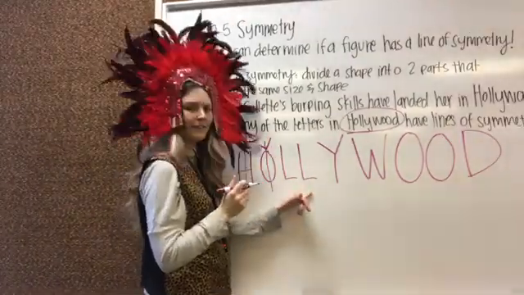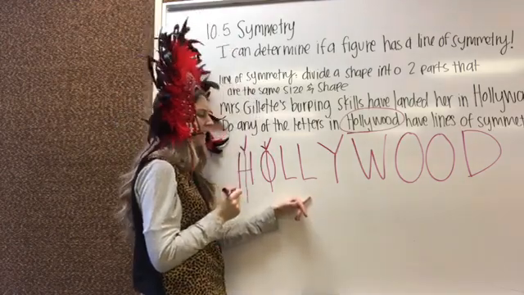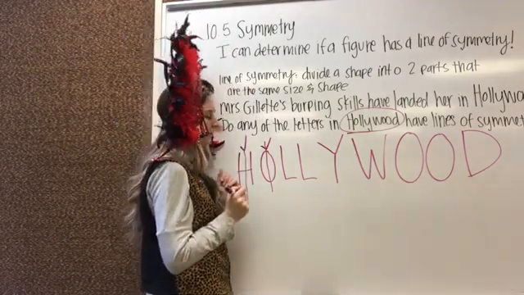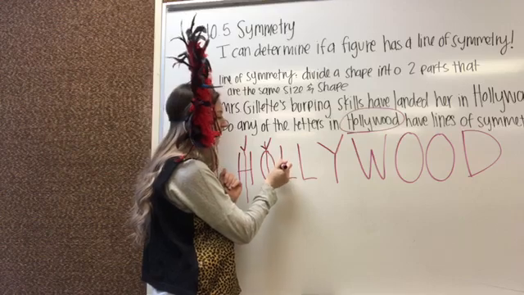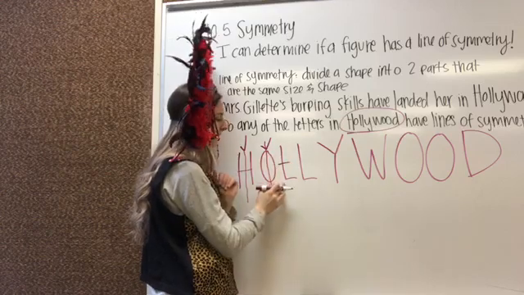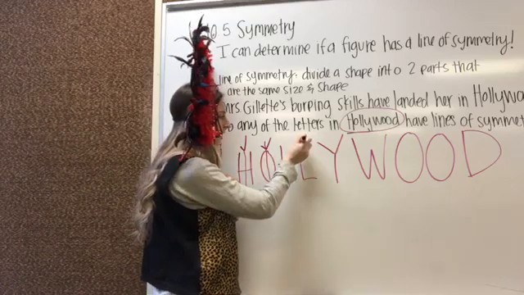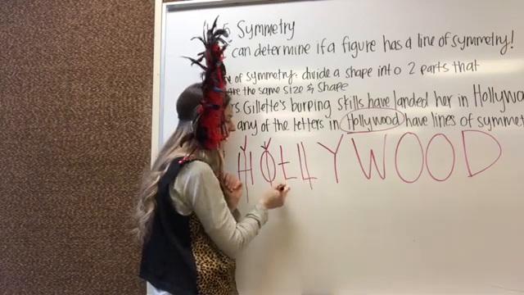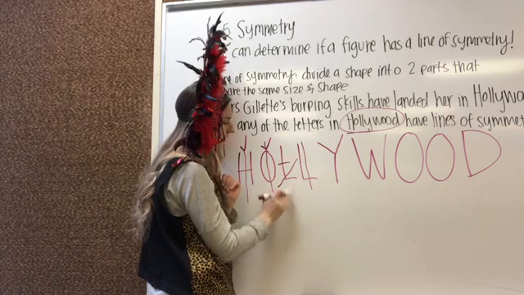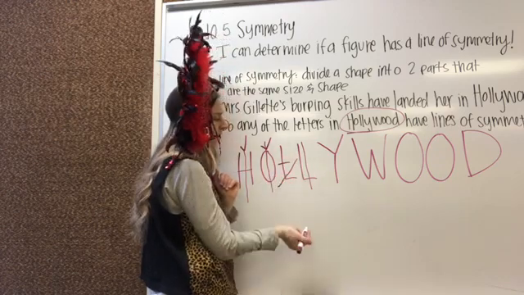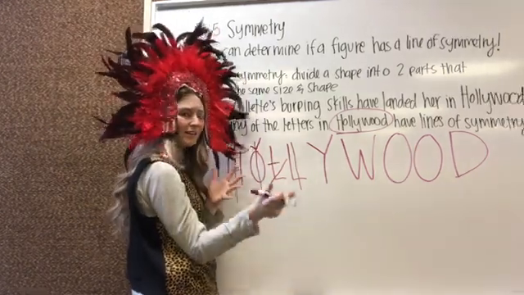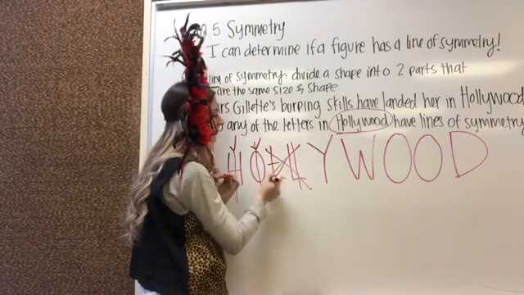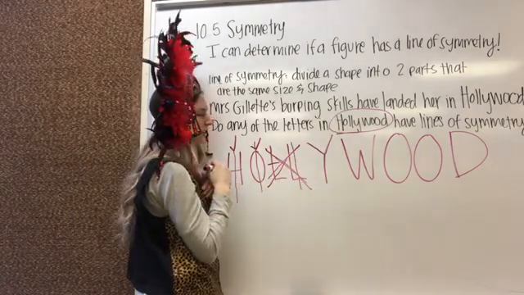Let's look at our L's. Could we cut the L's in any way where they would have a line of symmetry? Well, if we did it vertically, is this side the same as this? No. If we did it horizontally, is this side the same as this? No. Even if we did it diagonally, is that side the same as that? No. So an L doesn't have any lines of symmetry.